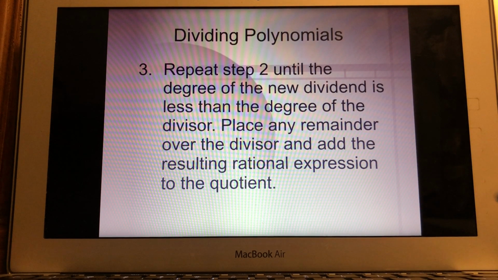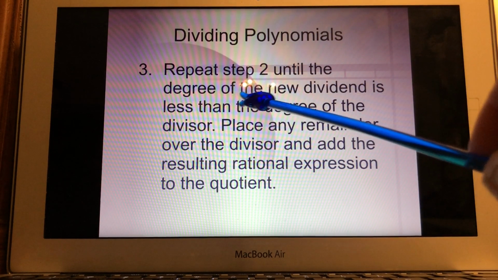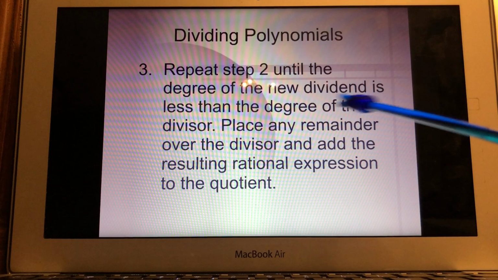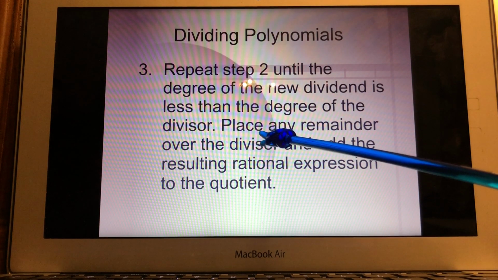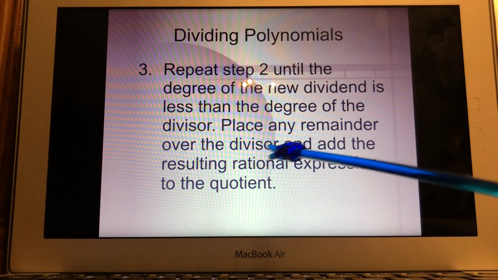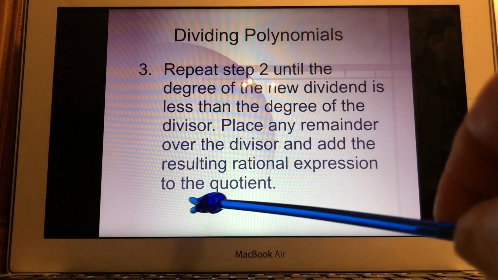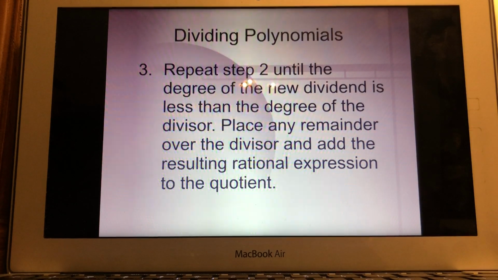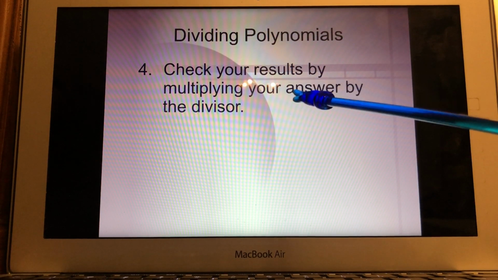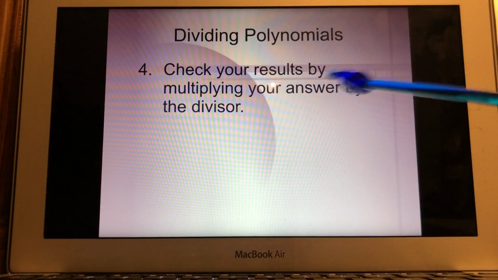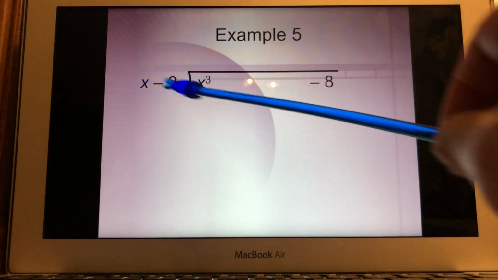For number 3 here, repeat step 2 until the degree of the new dividend is less than the degree of the divisor. Place any remainder over the divisor and add the resulting rational expression to the quotient. And then the last step, check your results by multiplying your answer by the divisor. So let's take another example here, okay?